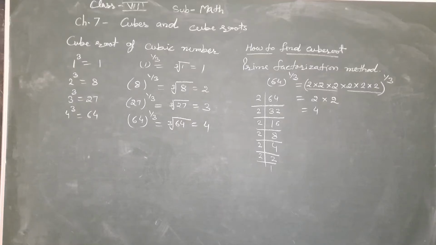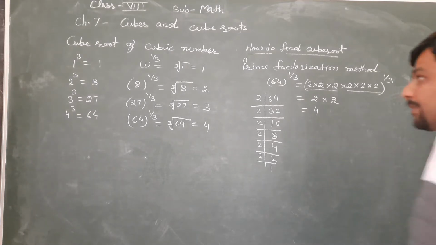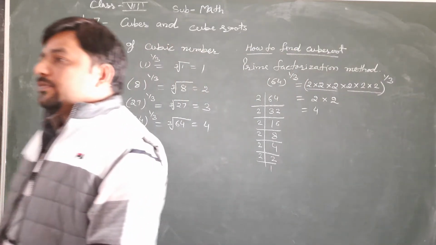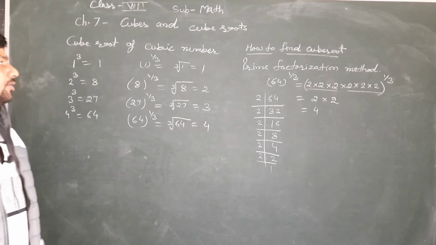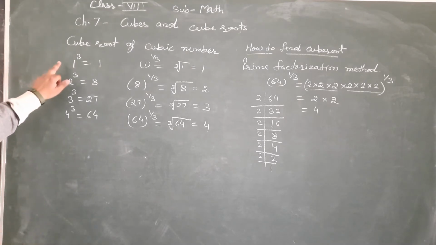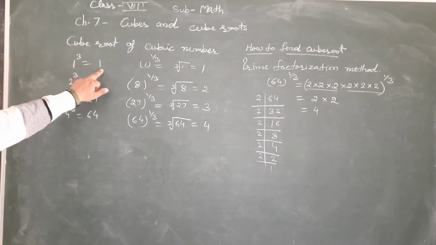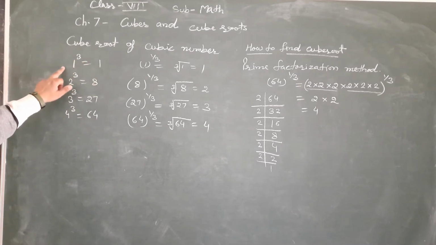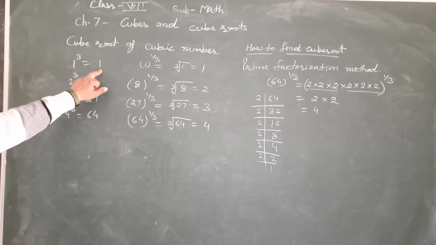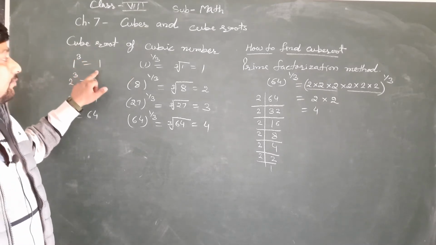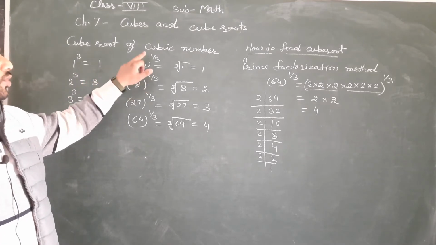Hello students, today we will go for exercise 7.2 to find the cube root of any cubic number. Before that, we will consider the cube root of a cubic number. Like 1 cube is equal to 1, that means the cube of 1 is 1. We can write it as, the cubic number is 1, the cube root of 1.